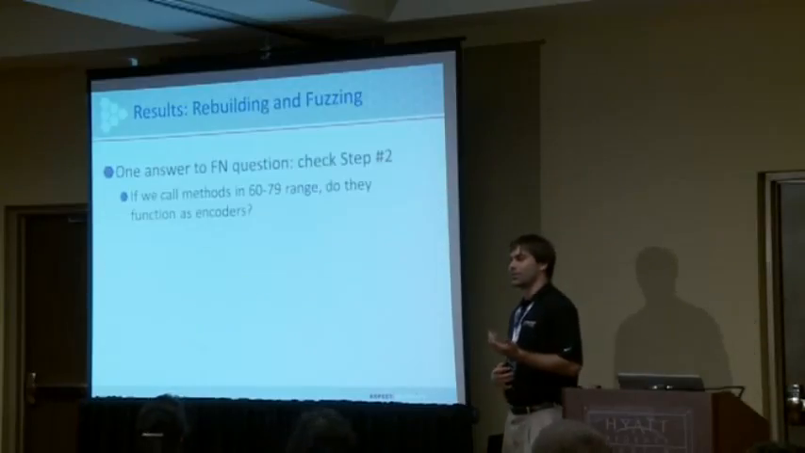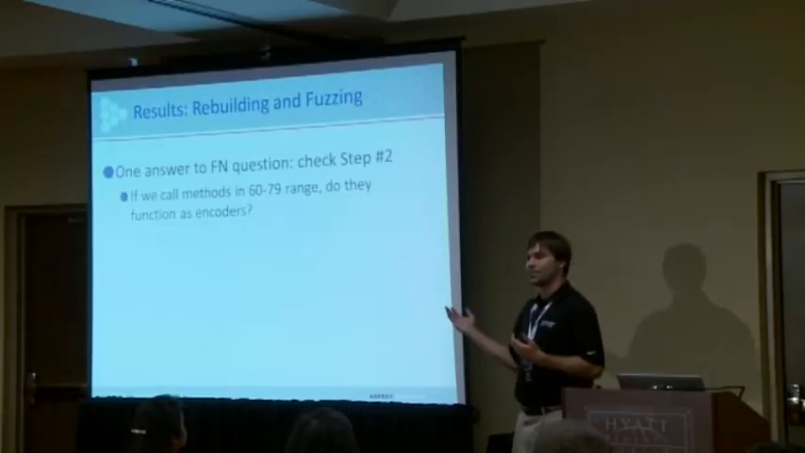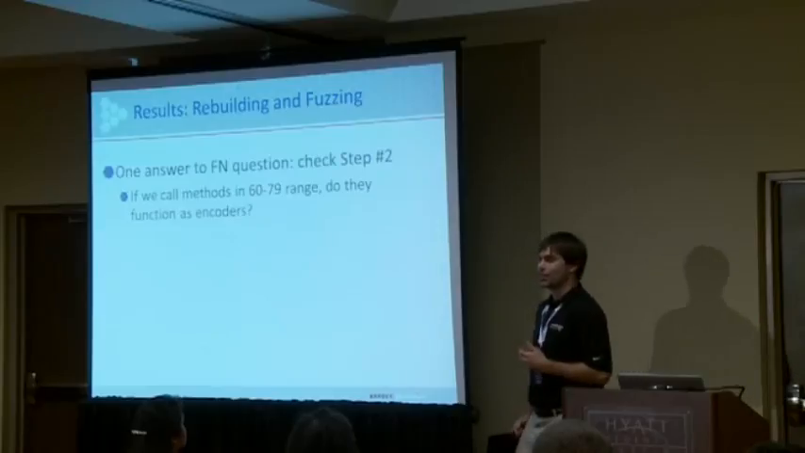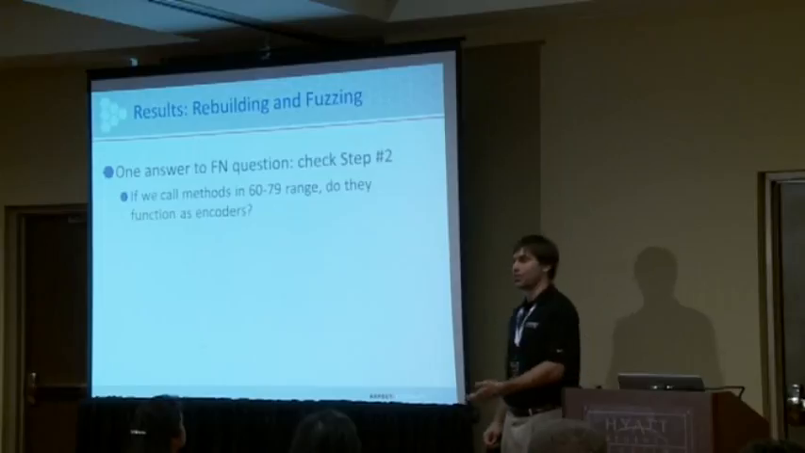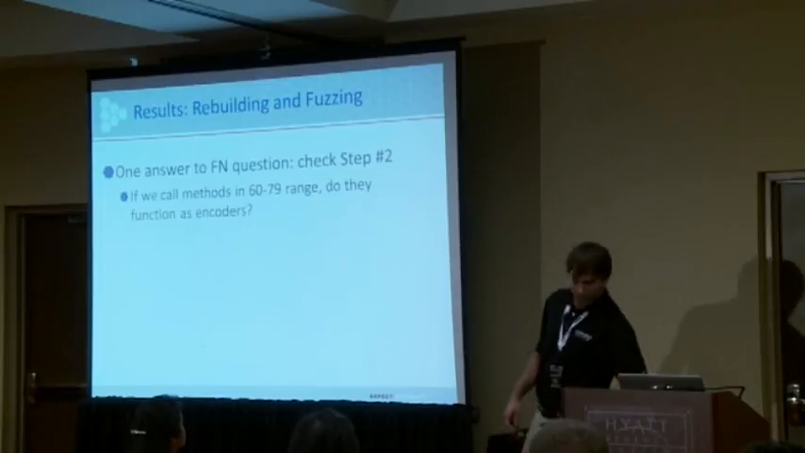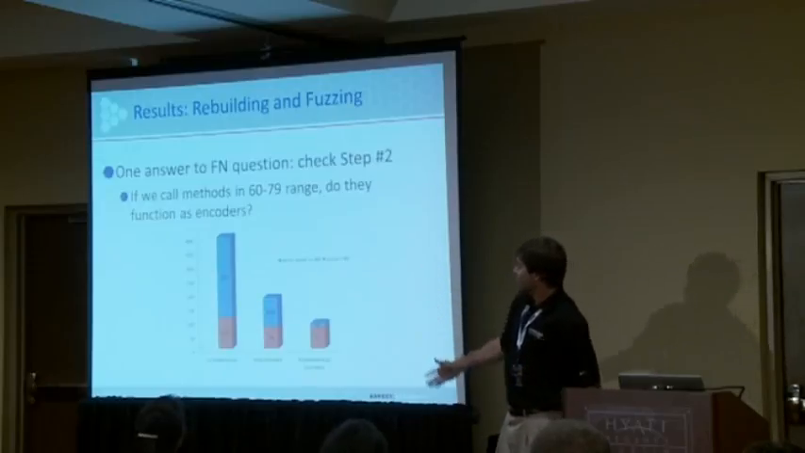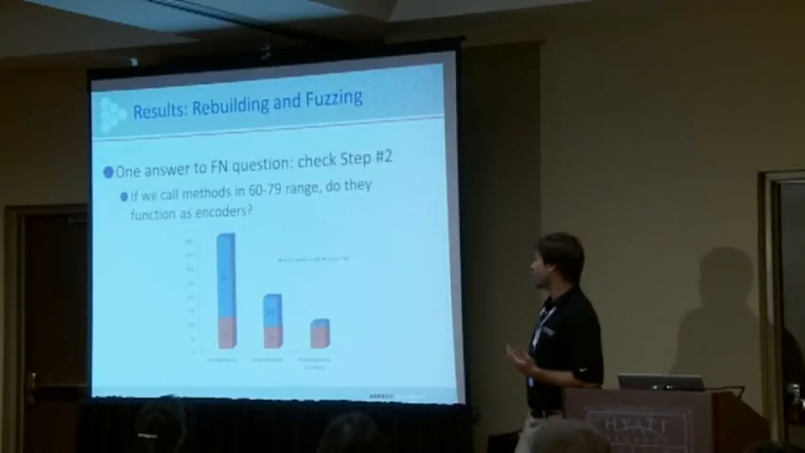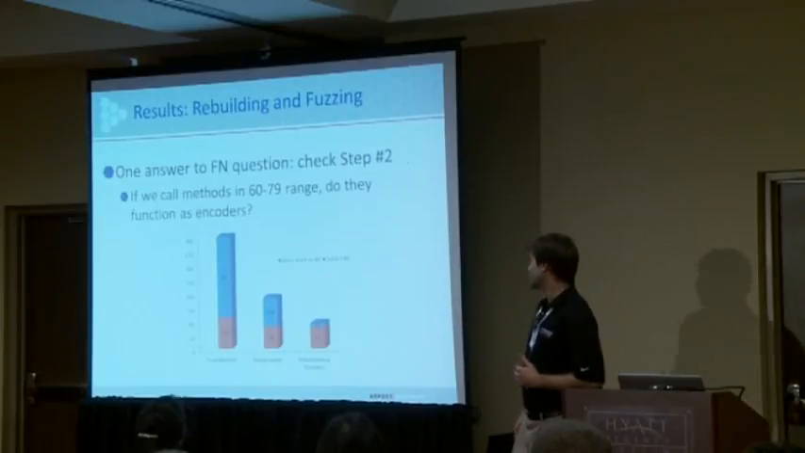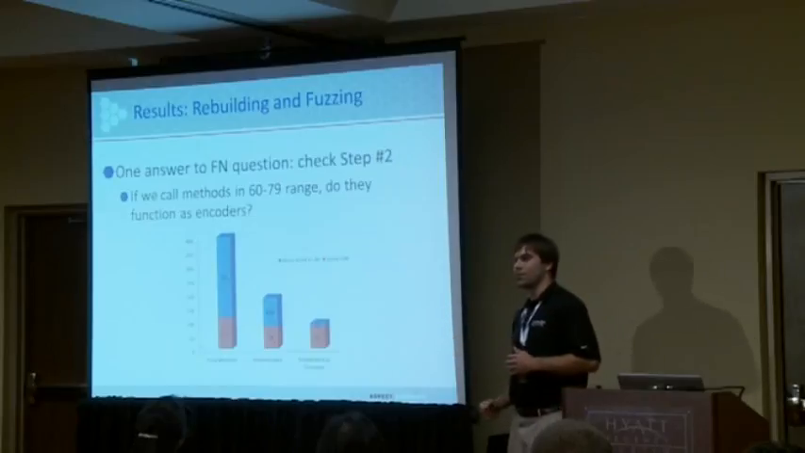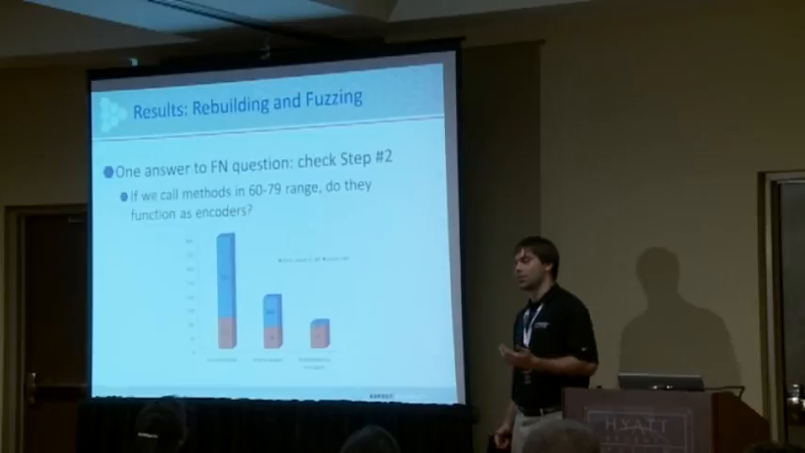Another way of looking at the false negatives question is to look at step two of our program. If we look at methods in the 60 to 80 range, are they actually encoders? When you do fuzzing, do they return the results that encoders would return? And this graph gives you some of the answers. That left column is a reprise of what we saw before: 113 methods scoring at least 80 on the step one test. Of those, 78 we were able to rebuild. And of those 78, 77 actually came across as encoders.